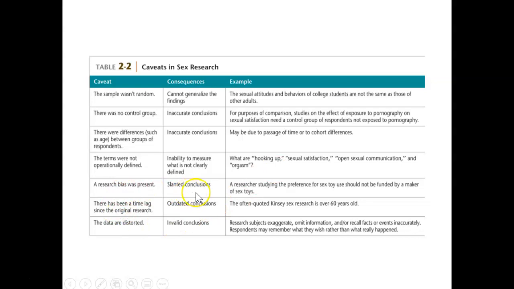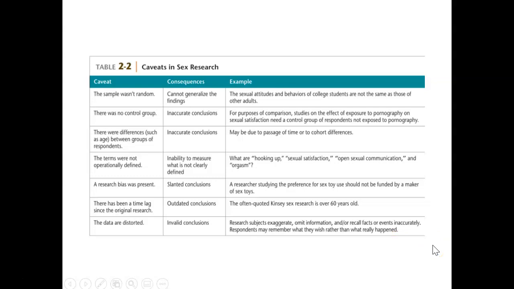If bias is present, that can lead to misinformation and slants in terms of how conclusions are being drawn. The example your researchers give is sex toy use research. If the funder is an organization that makes sex toys, then you have to ask questions about bias.